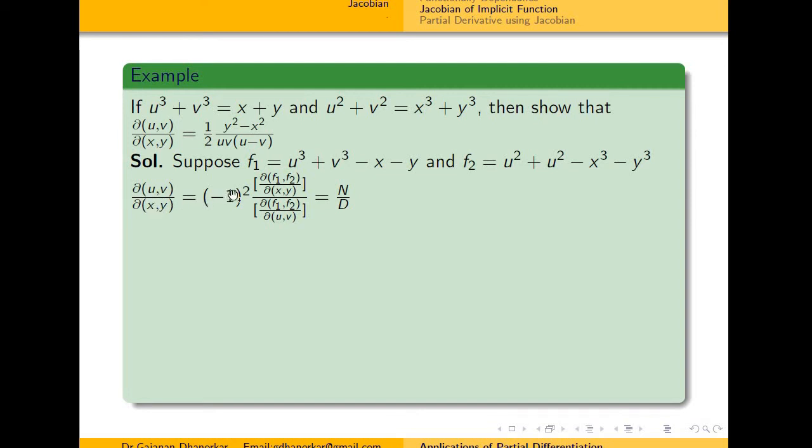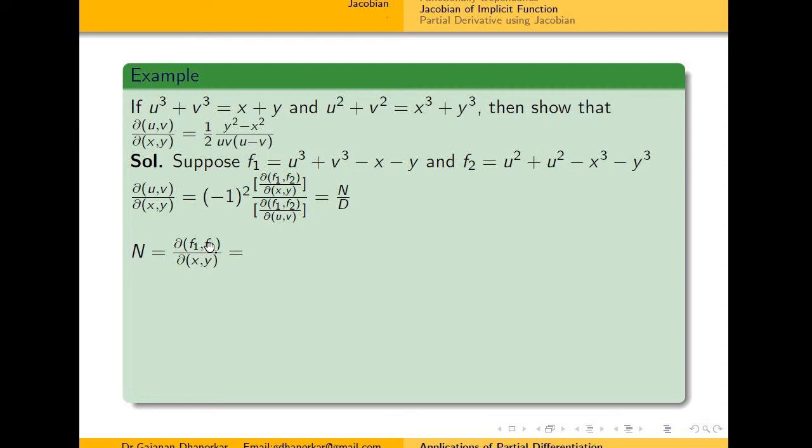How to write this Jacobian of uv with respect to xy? This is minus 1 raised to 2. Then first of all write down numerator and denominator. In the denominator, Jacobian of f1 f2 with respect to uv, and numerator term Jacobian of f1 f2 with respect to xy. This is equal to minus 1 square is plus 1, numerator divided by denominator. We will find numerator and denominator separately.